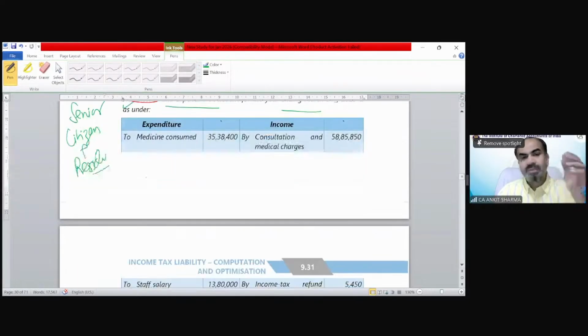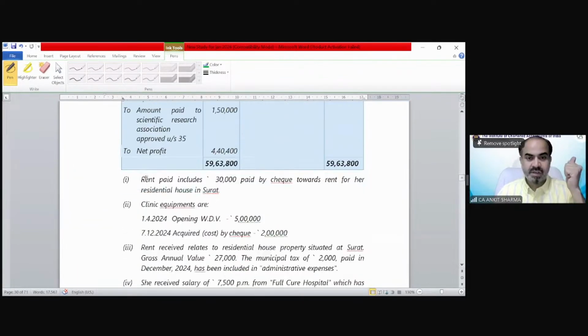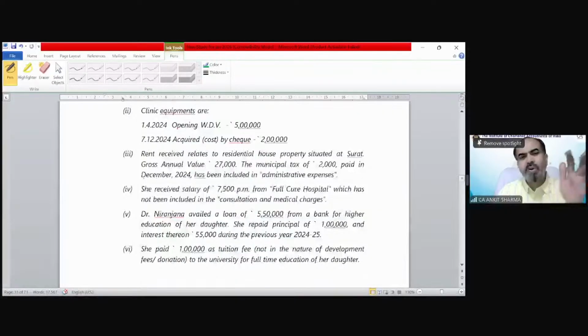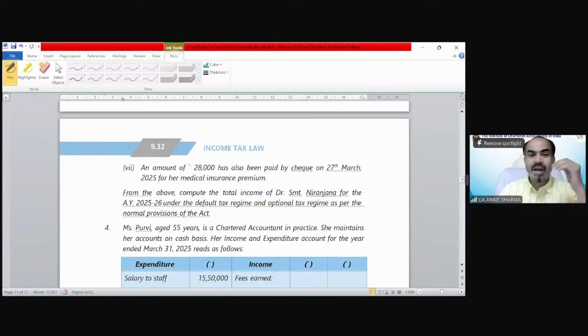Okay, let me first see what the requirement of the question is. These are additional information. We will go through these things, but I just want to know what I have to calculate in this question. The good thing is: from the above, compute the total income only of Srimati Niranjana for the assessment year 25-26 under the default tax regime and optional tax regime both. So they are not asking you to calculate tax. They just want you to calculate your total income.